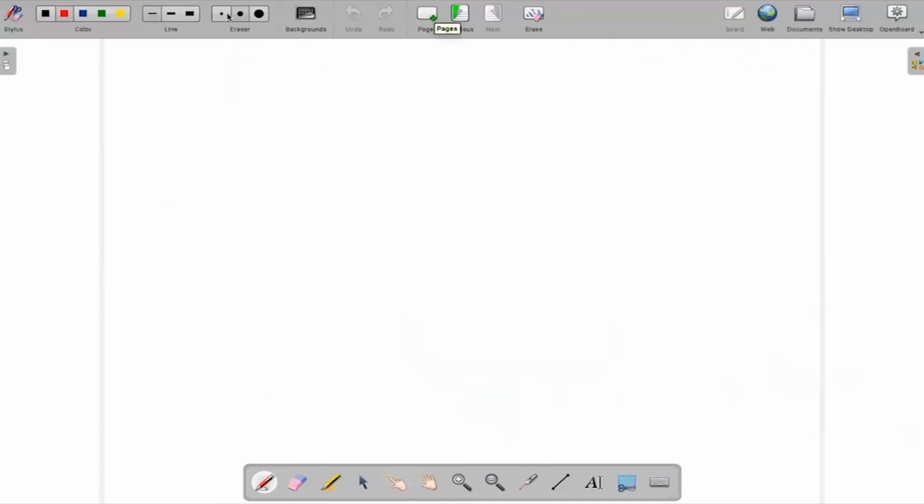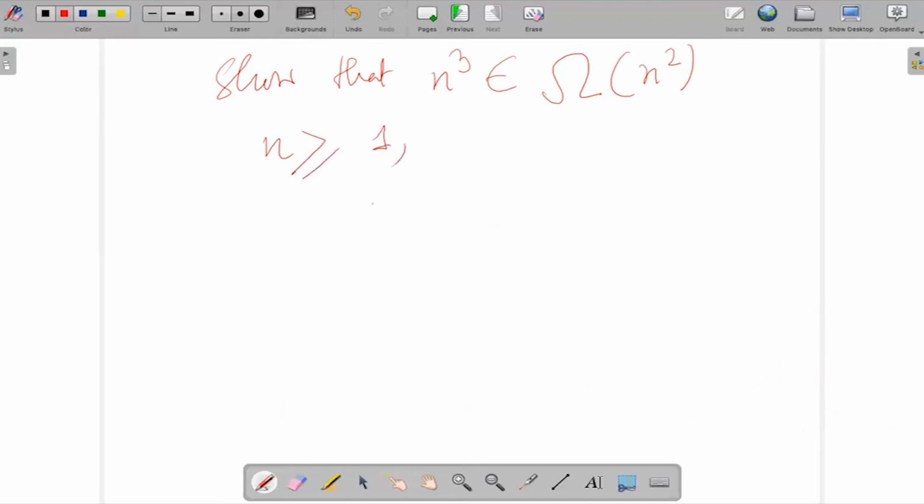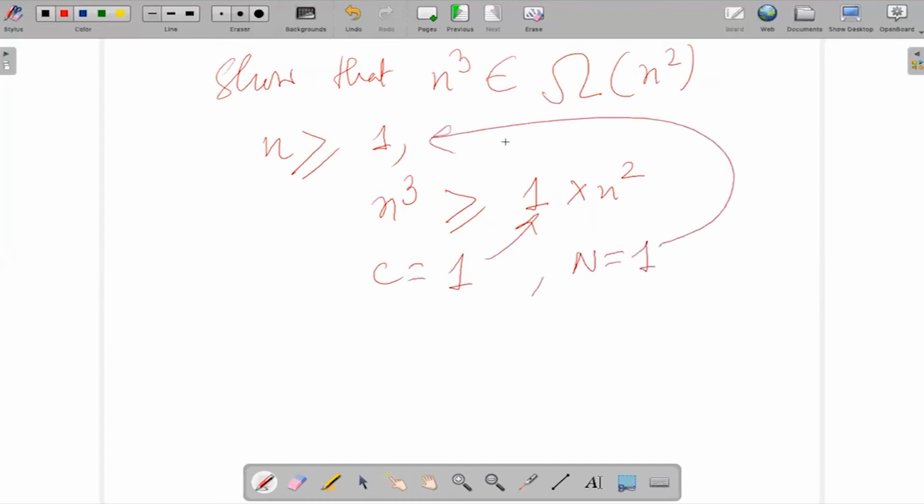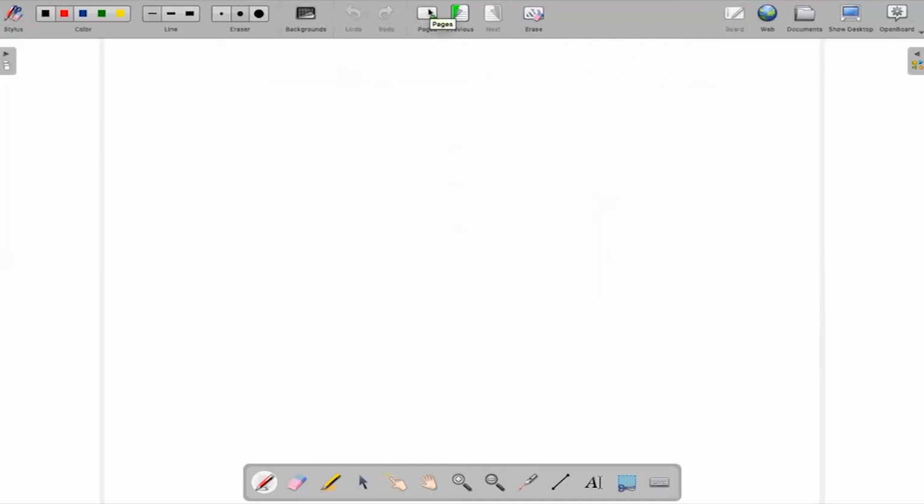One more example. Show that n cube is omega of n square. Okay. Again, this is easy. For n greater than equal to 1, we can always write n cube is greater than equal to 1 into n square. Therefore, for C equals to 1 and N equals to 1, we have n cube in omega n square. Okay. So in this way, we can solve such order estimation problems. Okay.